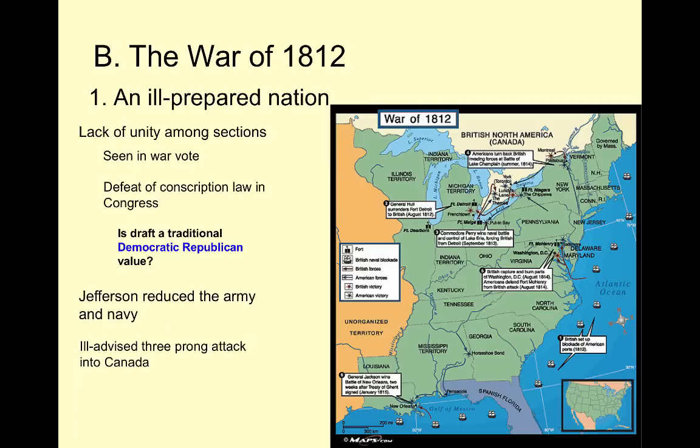In addition to that, it's going to be hard for us to win in 1812 because, remember, Jefferson had reduced the army down to about 2,500 men. So we have no chance of defeating the British army with just 2,500 men and no draft.